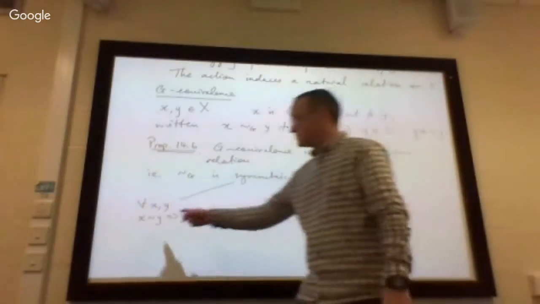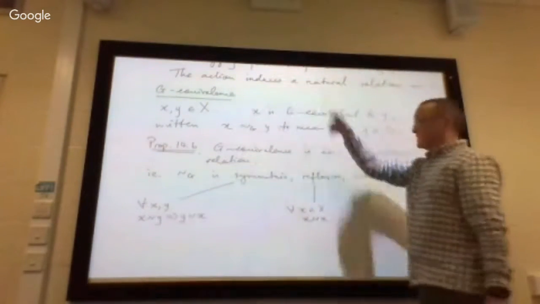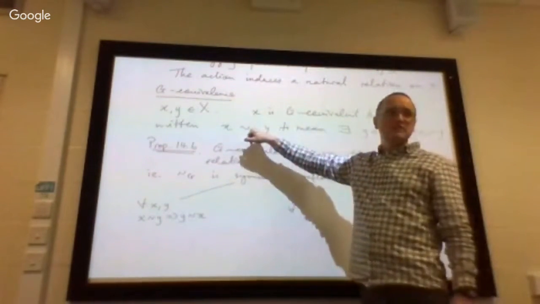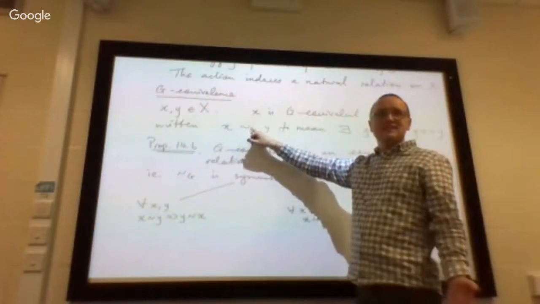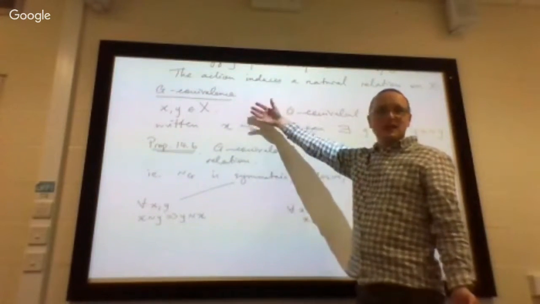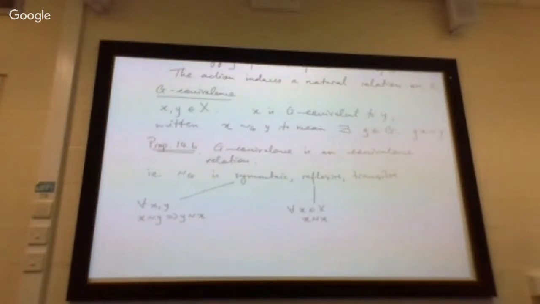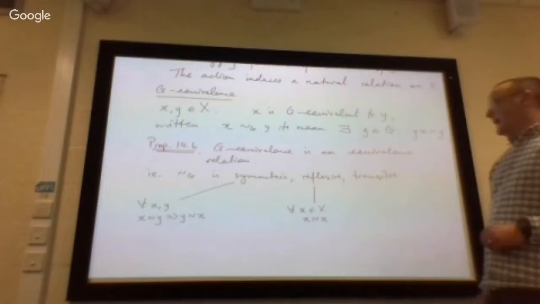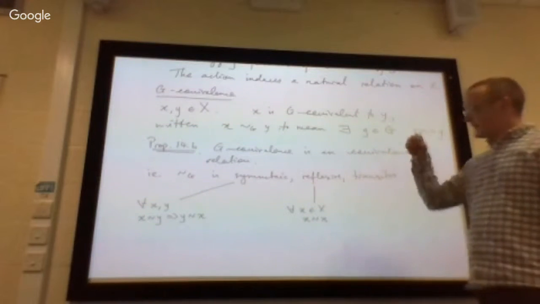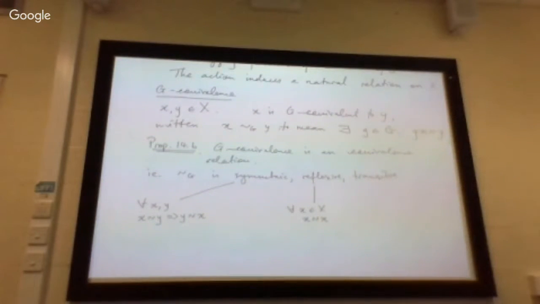Okay, I'm omitting the subscript g of the tilde. According to the definition, I have a subscript g of the tilde to show that this relation comes from the action g. But I'm just going to drop that. Subscript g is all over the place. So reflexivity says every element is related to itself.